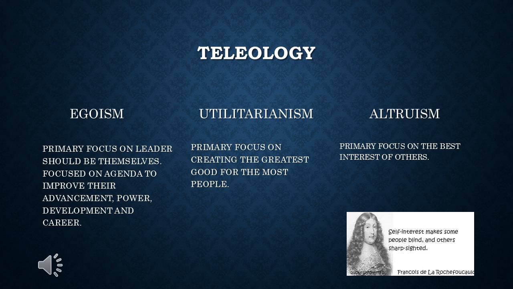Utilitarianism occurs when the leader is focused on creating the greatest good for the most amount of people. This often occurs when scarce resources are available. The leader chooses to help as many people as possible. An example of this that's probably relevant to most of us is the performance-based model for community college funding. Altruism. Altruism focuses on what is in the best interest of others, oftentimes to the detriment of the leader themselves. An example of altruism would be Mother Teresa.